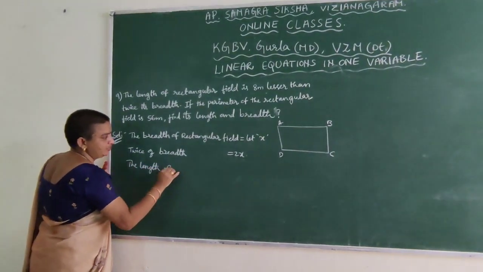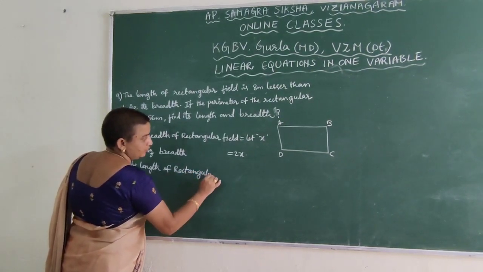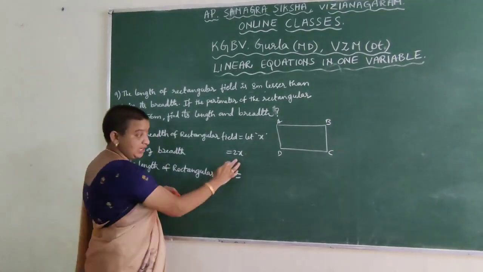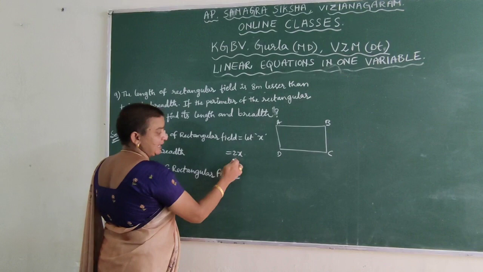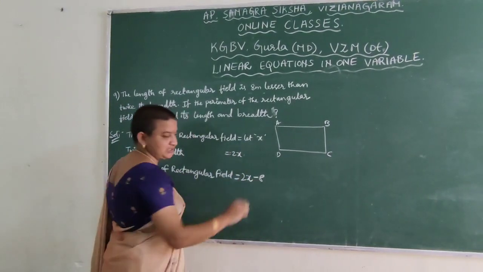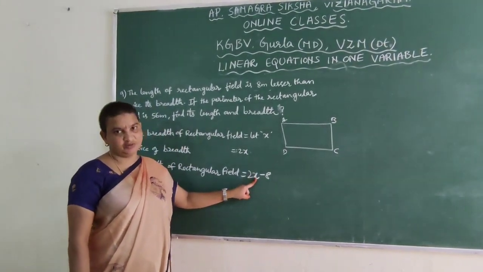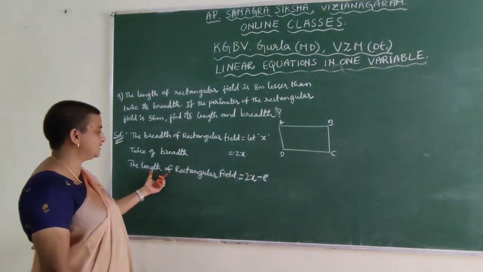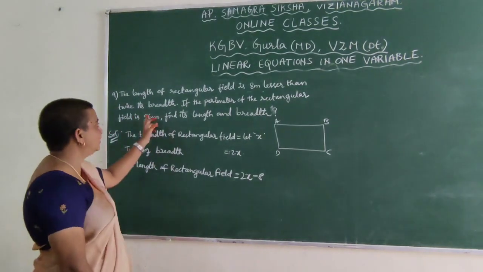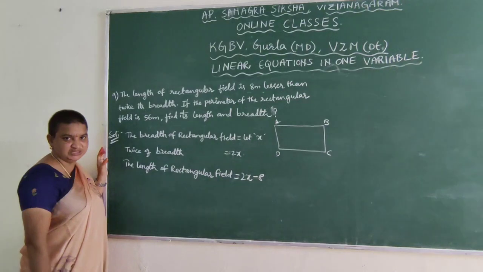The length of the rectangular field is equal to 8 meters lesser than twice the breadth. So, 2x minus 8. 8 meters lesser than twice its breadth. Okay, this is the length of the rectangular field, 2x minus 8. Here, the perimeter of the rectangular field is already given as 56 meters.